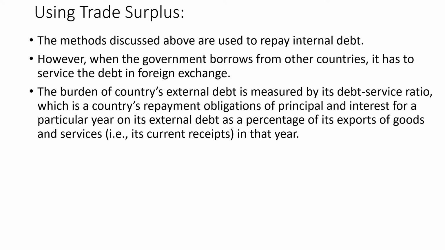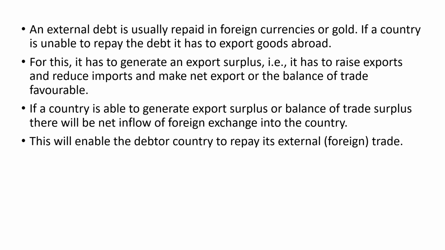When the government borrows from other countries, it has to service the debt in foreign exchange, right? The burden of a country's external debt is measured by its debt service ratio, which is a country's repayment obligation of principal and interest for a particular year on its external debt as a percentage of its exports of goods or services or both in that year. External debt is usually repaid in foreign currencies or gold. So if you have taken a debt from the IMF, you won't be able to repay it in rupees. You will have to repay the IMF either in foreign currencies, in accepted standards like dollars, or in terms of gold.